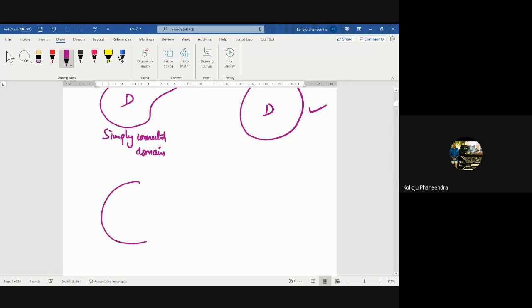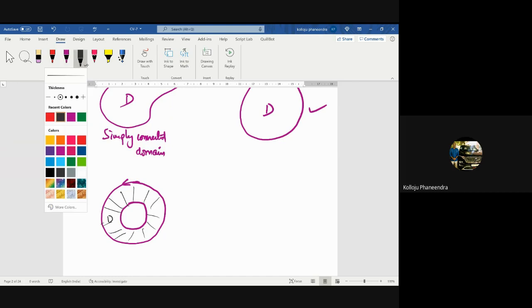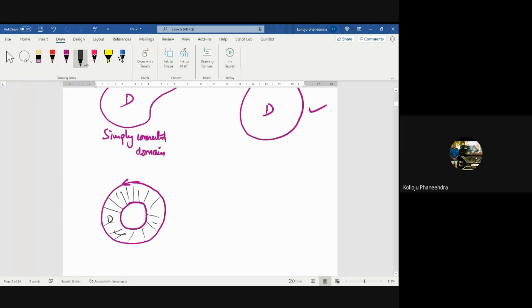But if I consider concentric circles, what is meant by concentric circles? This is domain D, which is bounded by two rings, bounded by two curves. This is like your ring, a concentric circle or annulus. This is the domain D. It contains a hole. This is not a simply connected domain.